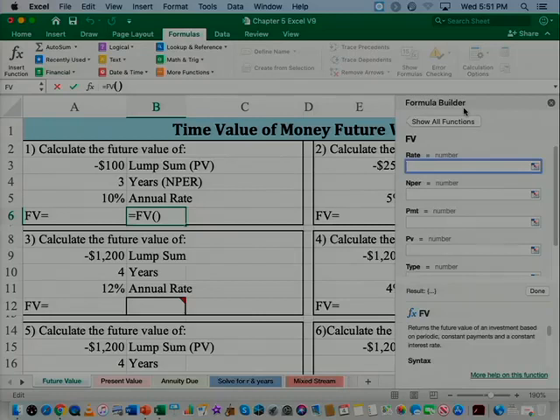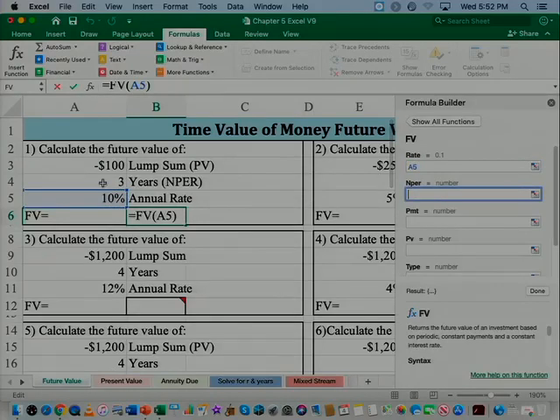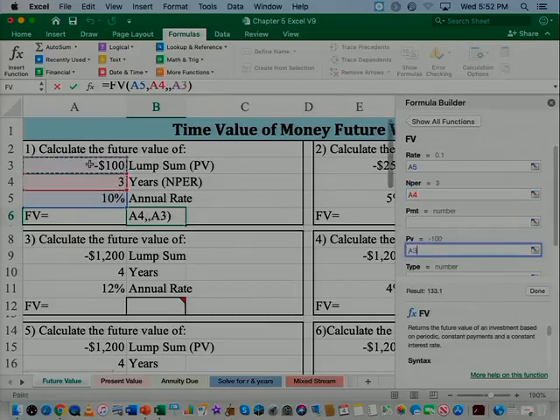So you want this formula builder box, and you see over here, I've labeled it present value, N per, and annual rate. So over here, where it says rate, we want to click on rate. N per, we want to click on N per, which is the number of periods. And then for present value, we want to click on this 100. So what this is basically saying is, if we invest $100 for 3 years at a 10% annual rate, what will this grow to?